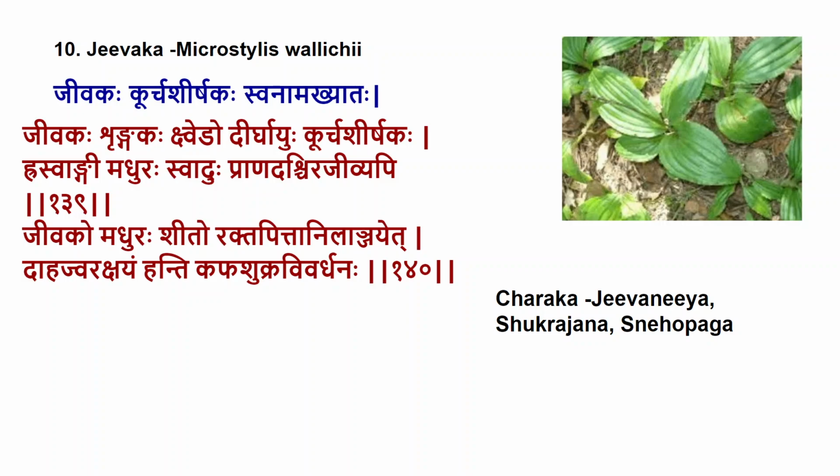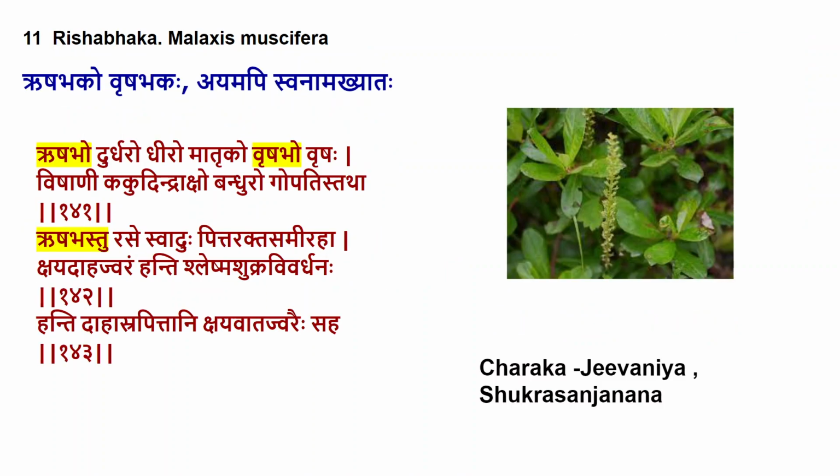They are not really freely available, and whether they are really the same identified plants or not is again questionable. Lots of controversies are there. We will not go into the controversy. I would like to present the most accepted, or rather, generally accepted version. And the Jivaka Microstylis is having Madhuraha, Shitaha, Raktapittanilanjayat, Daha Jwarakshayam Hanti, Kapha Shukra Vivardhanaha. That's about the properties and uses.